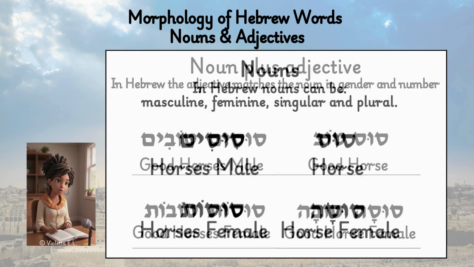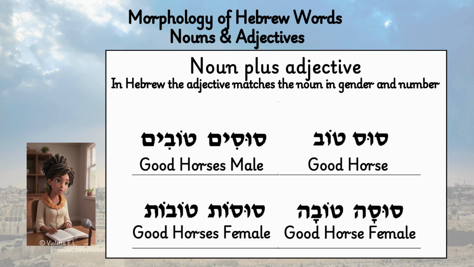In Hebrew, the adjective matches the noun in gender and in number. Sus tov is a good horse. Susah tovah is a good horse, female. Susim tovim is good horses, plural. Susot tovot is good horses, female plural.